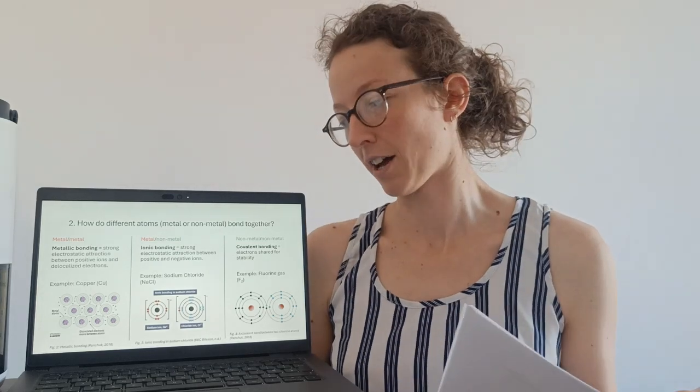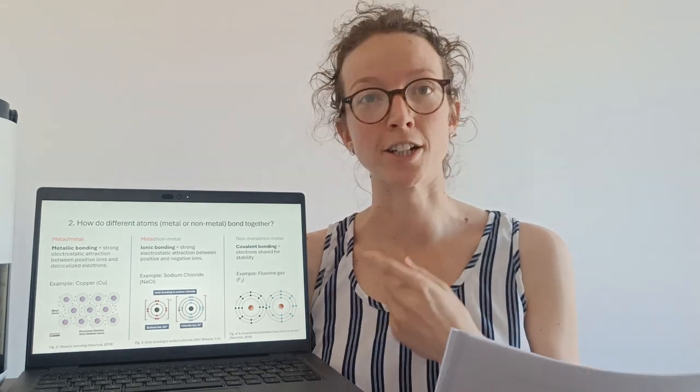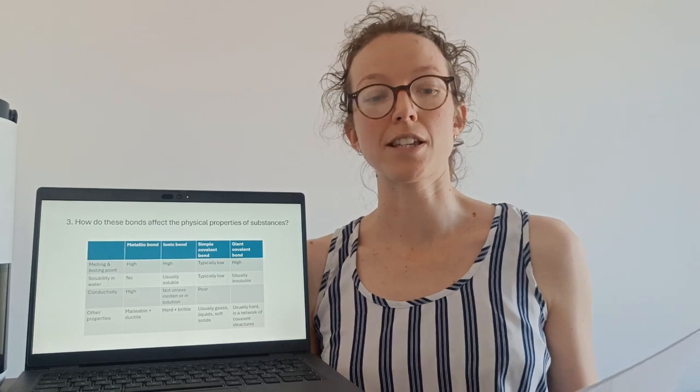Then lastly, if we have 2 non-metal elements, we have high electronegativity in both cases, and this forms what is called covalent bonding, which is where 2 atoms will share electrons for more stability. So an example of this is fluorine, and you can also see a diagram of what this would look like again on this page. So these bonds influence the substance's physical properties.